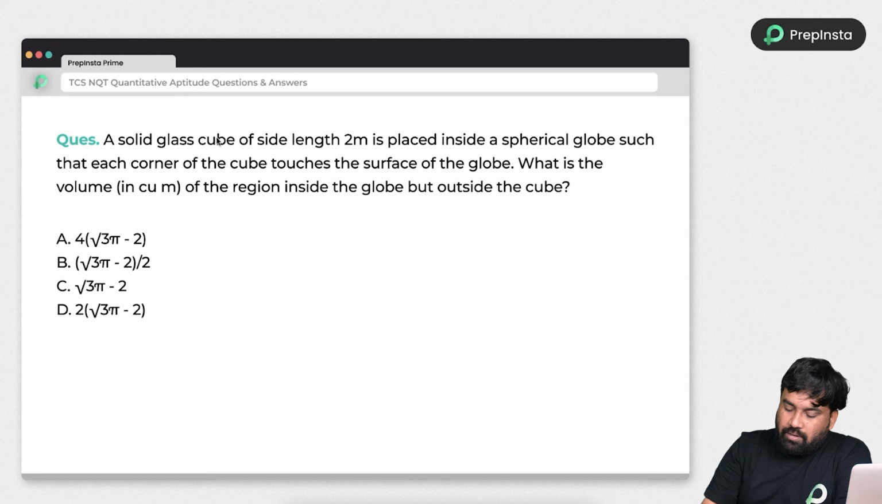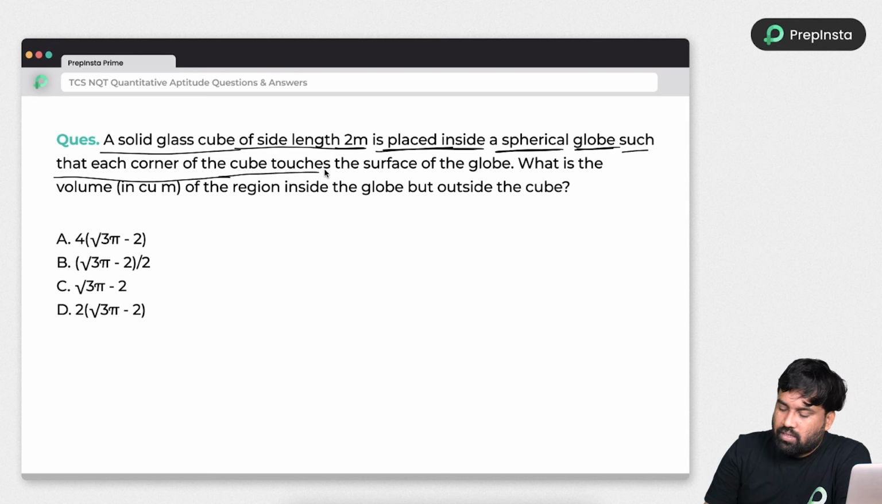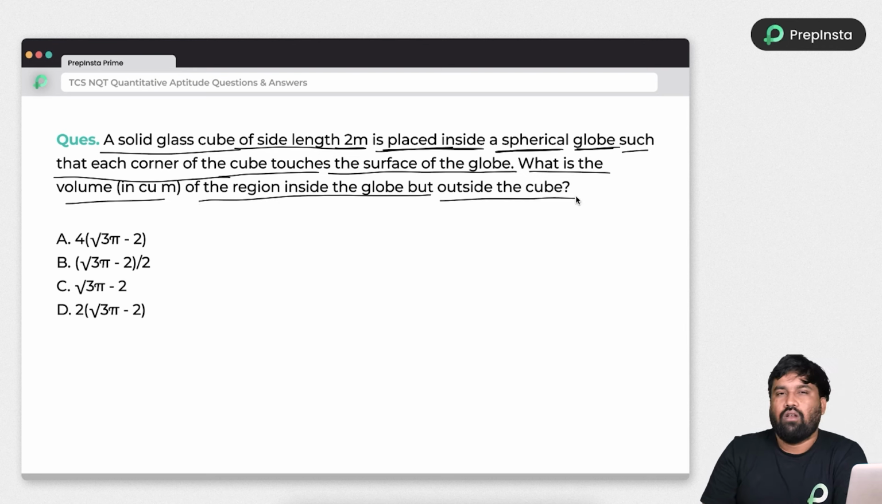Next problem, just look here. A solid glass cube of side length 2 meters is placed inside a spherical globe, such that each corner of the cube touches the surface of the globe. What is the volume in cubic meters of the region inside the globe but outside the cube?